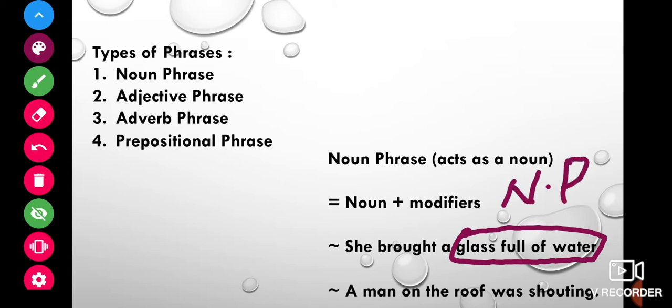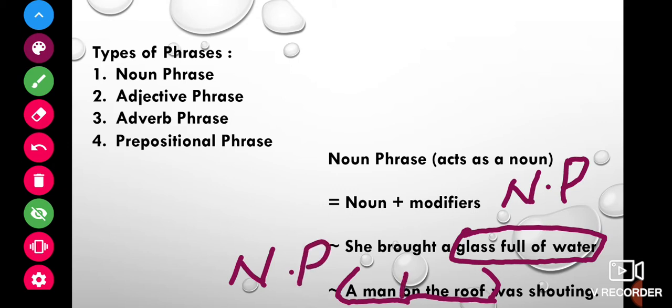Let us read the next example. A man on the roof was shouting. Now here, noun phrase always starts with the noun. So a man is the noun. On the roof, this portion is the noun phrase because on the roof, this part is telling us something more about the man. Where is the man? He is on the roof. So in this sentence, a man on the roof is the noun phrase.